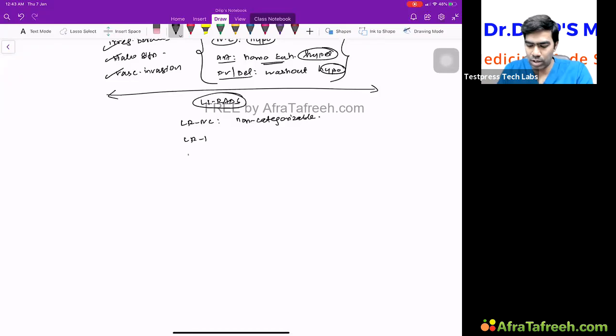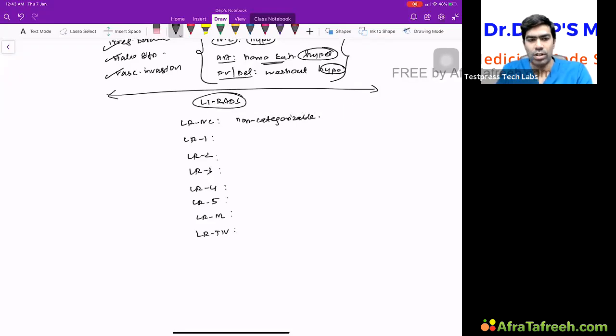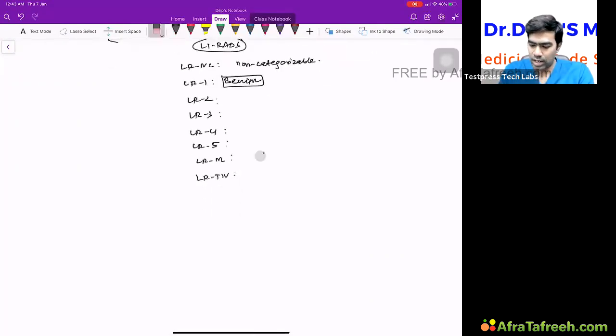And then we have LR1, LR2, LR3, LR4, LR-M, LR5, and we have something called LR-TIV. So these are the nomenclatures that have been proposed. 1 and 5 are the extremes. Remember, 1 is definitely a benign lesion, which means you're diagnosing probably hemangioma with typical features. That will come under LR1. And LR5 is definite hepatocellular cancer, without a doubt. It shows all the characteristic features.